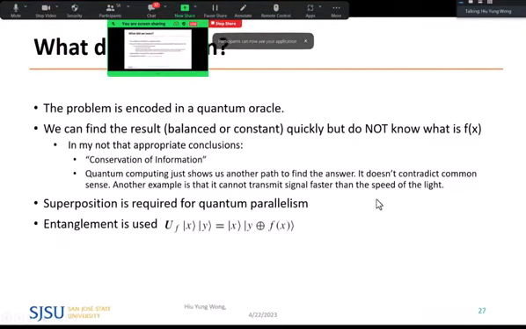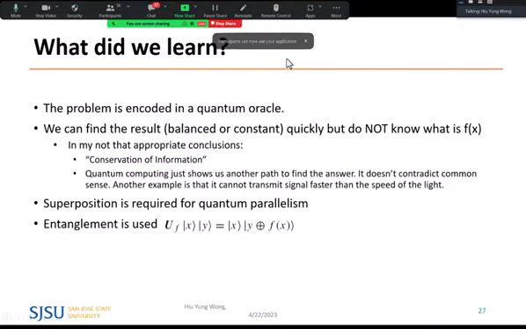Can you see it? Now I'm on the presentation mode. What did we learn? Can you see it? Yes, okay. I can see the slides. Thank you.